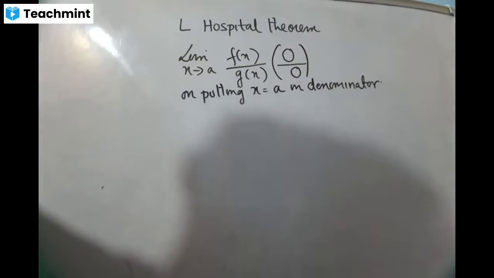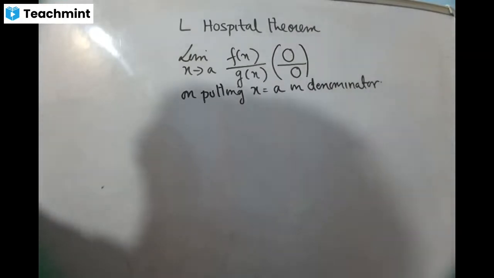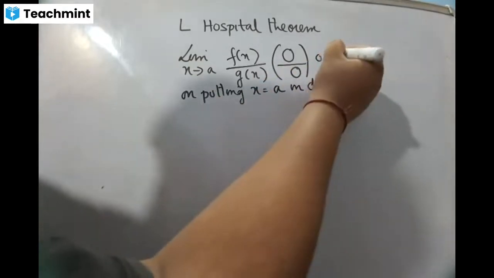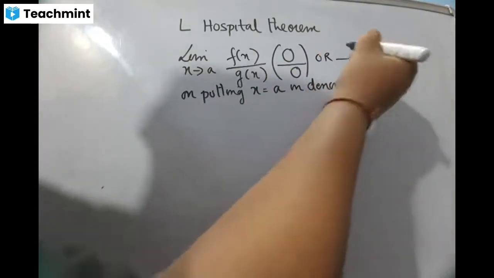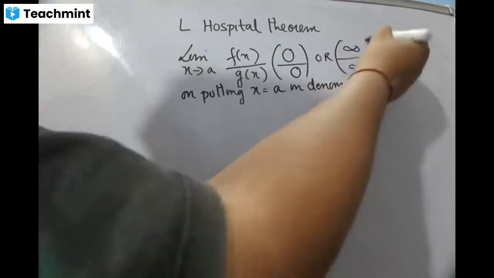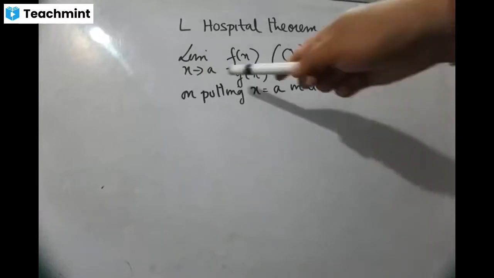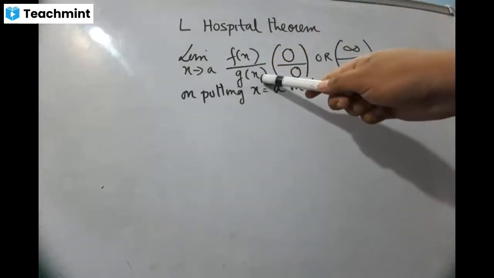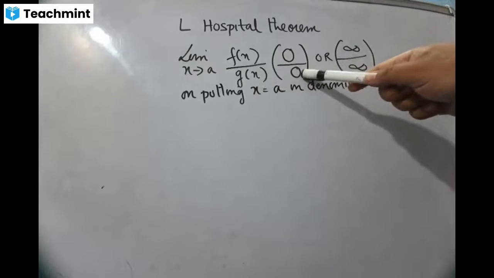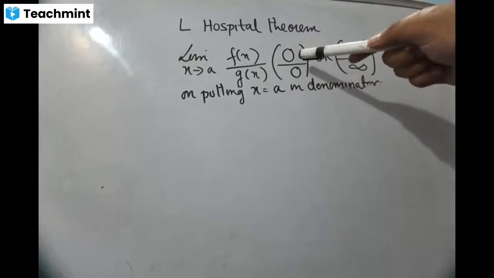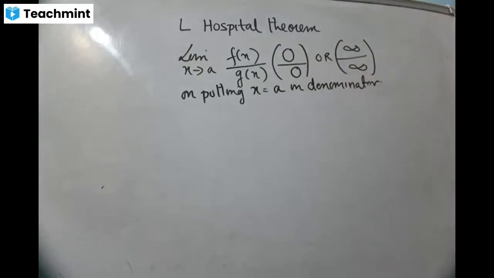That means we cannot determine the value of this. That is why it is called an indeterminate form. Or if you get infinity in the denominator, then the numerator is also infinity. So these two forms are called indeterminate forms. Once again, you put the value of x in the denominator. You will get two cases. If the denominator is 0, the numerator automatically becomes 0. You don't have to check. And if the denominator is infinity, the numerator also will be infinity.